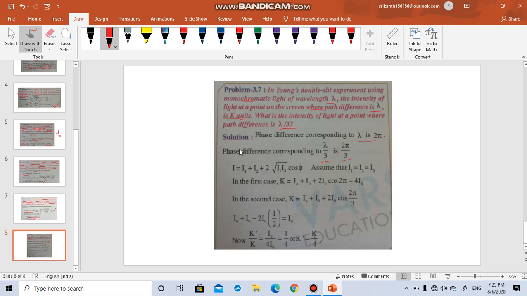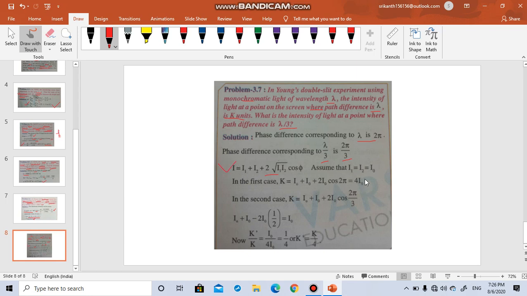Now there are two slits. What is the combined I value we have got? I is equal to I1 plus I2 plus 2 root over I1 I2 cos phi. This was the expression we have discussed. In the case of dark there was one expression, in the case of bright there was another expression. Let us say both sources are giving the same intensity I0. So in the first case, I1 is I0, I2 is I0, and phi value is given as 2 pi. You have to substitute in this equation.